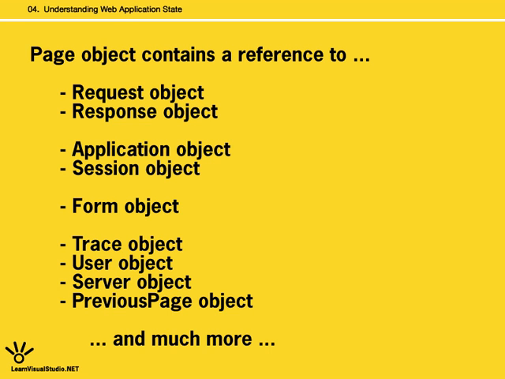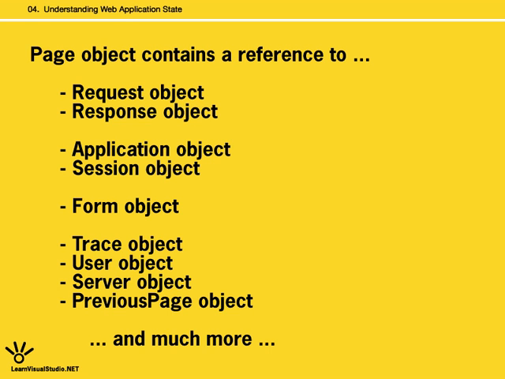And then there's an object that's kind of neat called the previous page object, and this gives us information about the previous page that was served to the user before the current page that our request is currently handling, or that our code is currently handling.